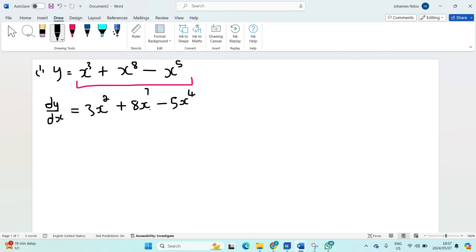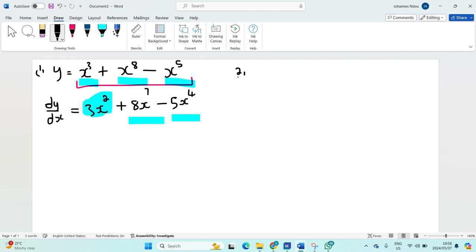Now from this, what does it mean? If I'm given more than a single term and I'm differentiating with respect to x, I differentiate all the parts separately and apply the rules which are relevant to that expression separately, and after that I combine the final answer. So we can see from here that 3x squared is the derivative of x cubed, and 8x to the power of 7 is the derivative of x to the power of 8, and this one is for this one. So that's how we can do it. You apply the same rule but individually to all the expressions. Now let's have the second example.